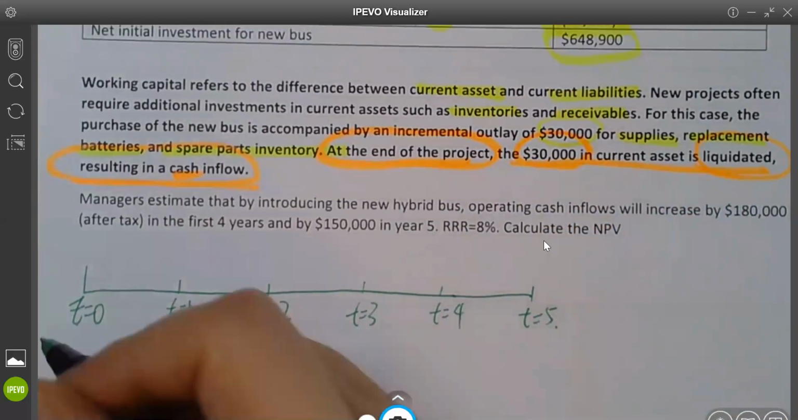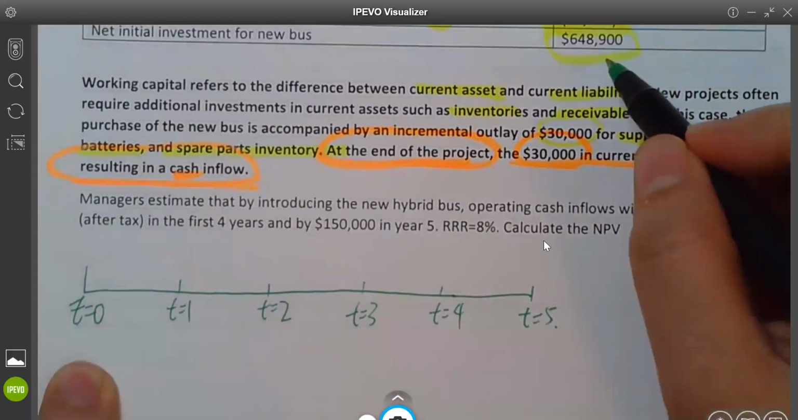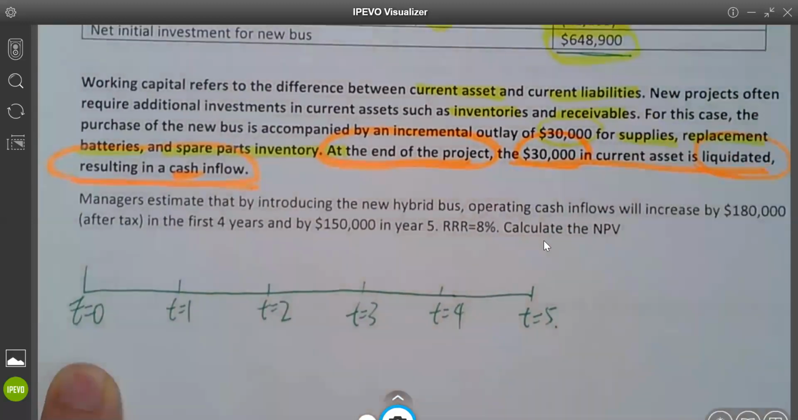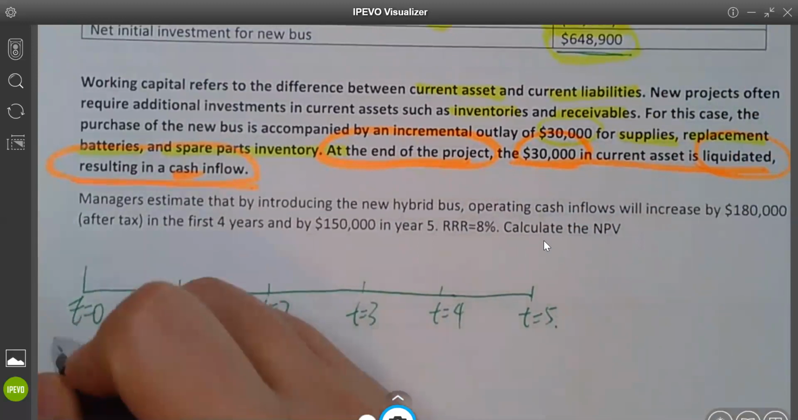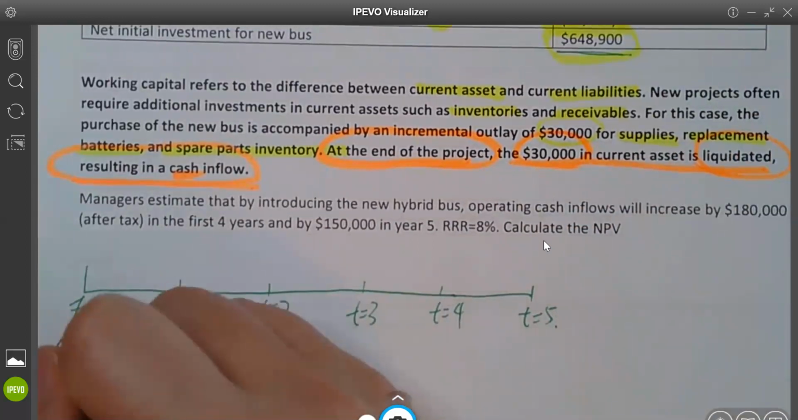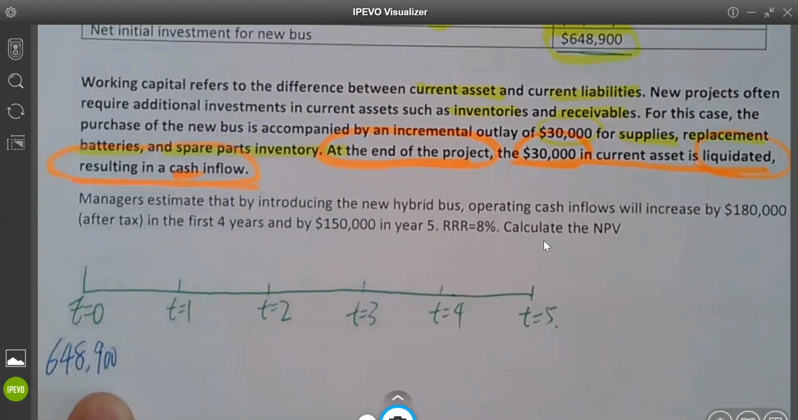At the beginning of the project, your net initial investment is how much? You have to invest 648,900, right? 648,900. So this is your cash outflow.